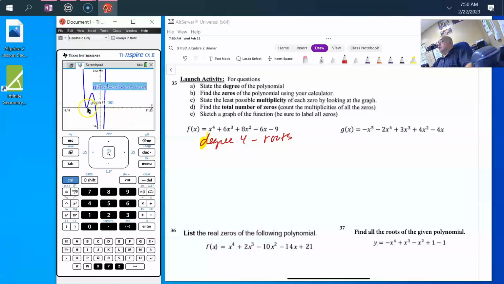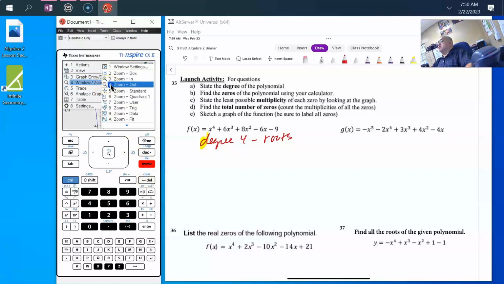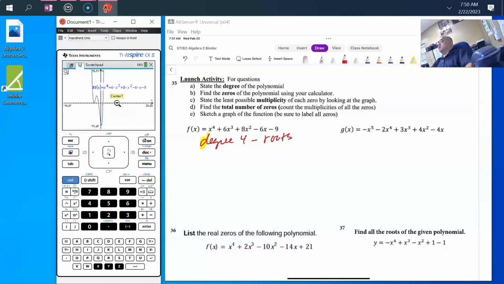So one of the zeros appears to be -2. The other one is -1. And then the last one is 1. Now you might want to zoom out, because sometimes the 4th one you'll see somewhere else. I'm going to zoom out and I don't see it. So now I'm going to analyze the graph and find the zeros.